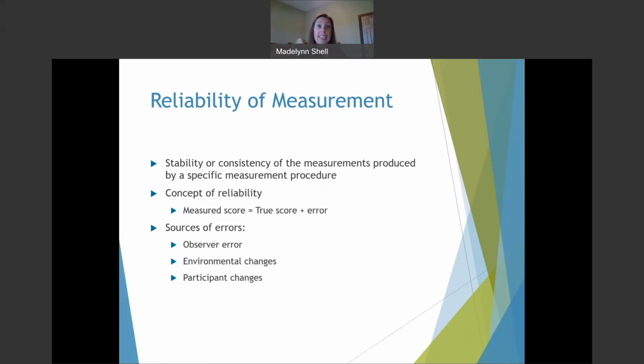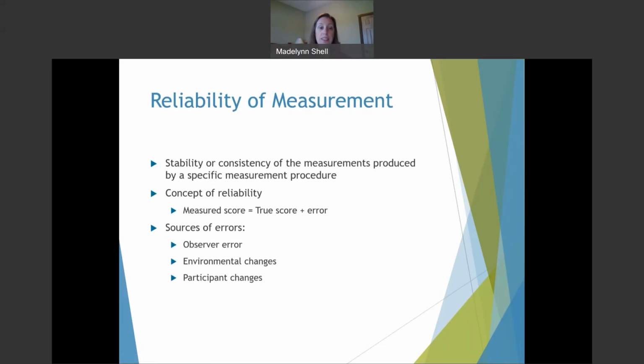Okay. The next issue is reliability. Reliability has to do with consistency of the measurement. The idea is that you should generally have similar results every time it's used. If the same individual takes the same test in the same condition, they should have identical or nearly identical scores.